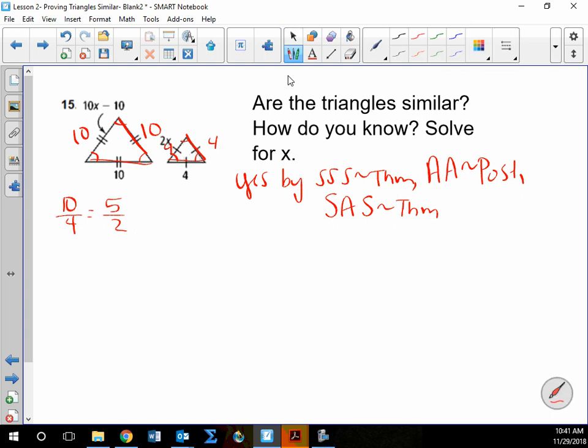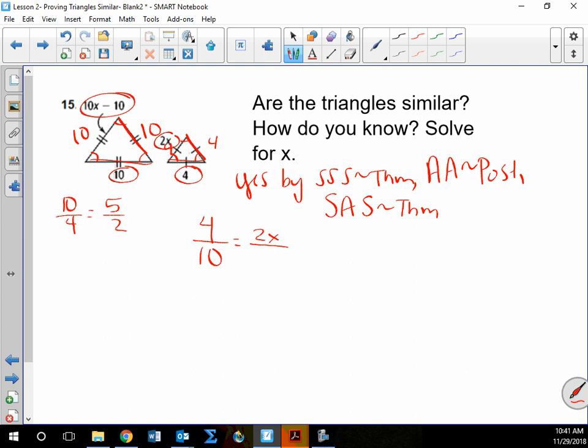How do we solve for x here? You put them equal to each other, so 4 over 10 is equal to 2x over 10x minus 10. Good, so we use that ratio because the ratio of the sides should be the same. Notice we kept that same order. And then we could simplify. Let's see, this was 5 halves. We could even reduce this, but we won't go too crazy.